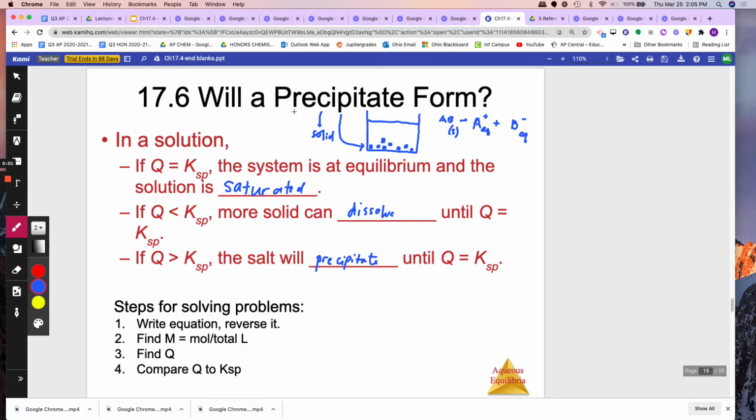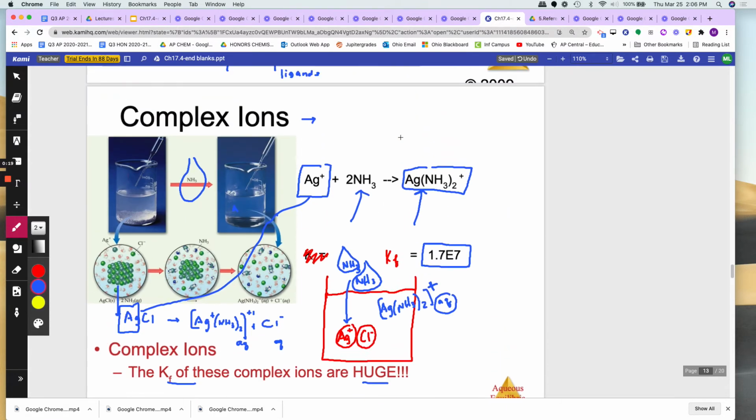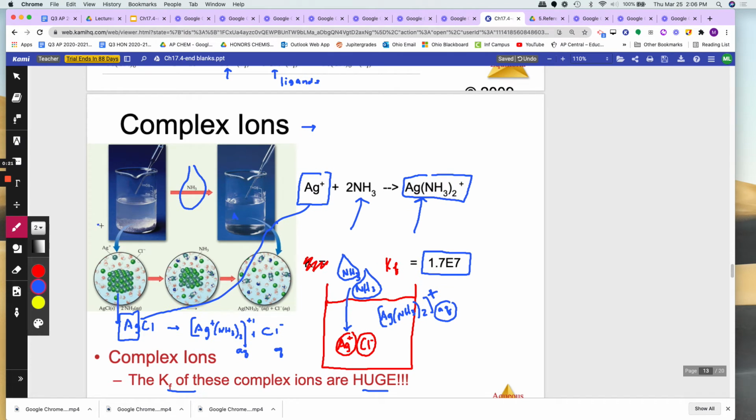Let's talk about precipitates. A precipitate is a solid, and as you can see in my beaker, I drew some solid particles underneath here. If A, B are together and it's a solid, then when they dissolve it becomes A plus and B minus aqueous, and you won't be able to see that. Here's a picture of a precipitate. This white solid is AgCl. That is a precipitate, it's a solid.